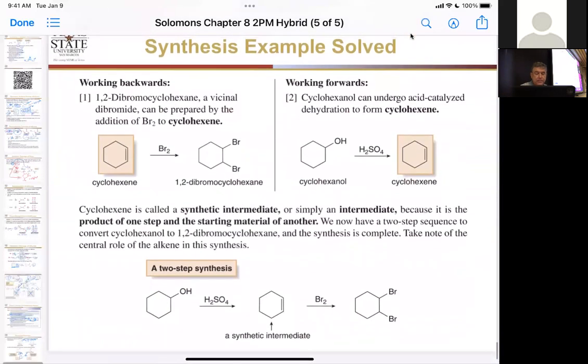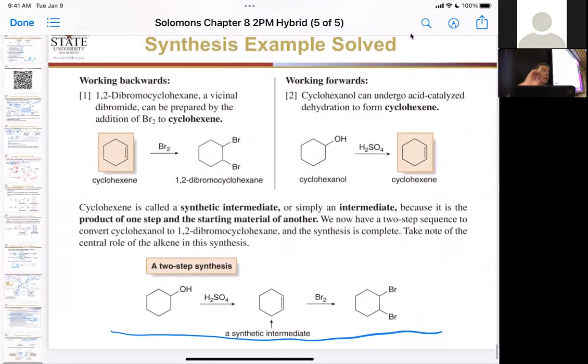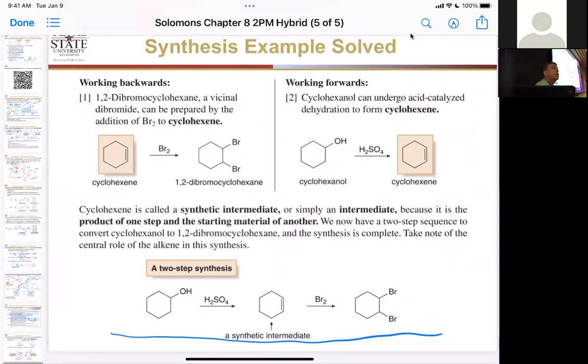Okay, and this is the full solve. We knew we can make the hexene into the dibromo compound. We knew we can make the hexene from the alcohol. Therefore, our total synthesis is that. All right, and that is the last of chapter 8.